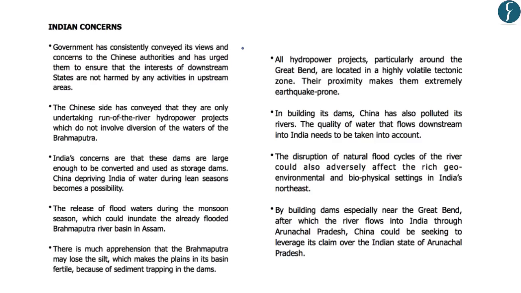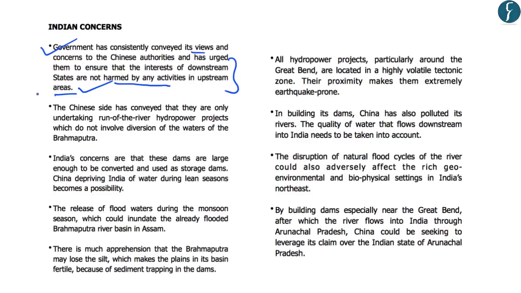Now, as India is a lower riparian state, it is fully dependent on the water of Brahmaputra in its northeastern region. And that is why the government of India has consistently conveyed its view and concerns to the Chinese authorities. And the government of India has also urged them to ensure that the interests of the downstream states are not harmed by any activities in upstream areas, and especially the dam construction by China.